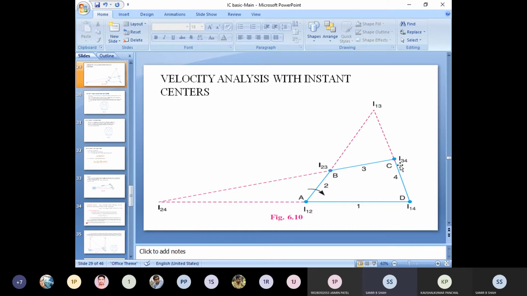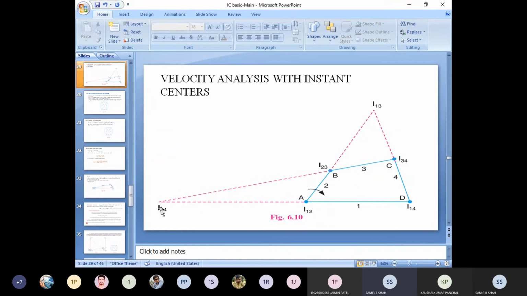As we discussed earlier in the steps, if I join this link and this link, it wholly covers link 1 and link 3, so I get the I center I13 simultaneously. If I extend this line, wherever it intersects, it covers link 2 and link 4, and it is called I24.